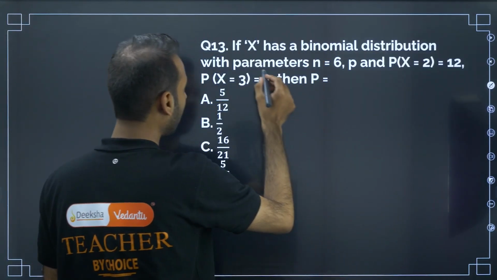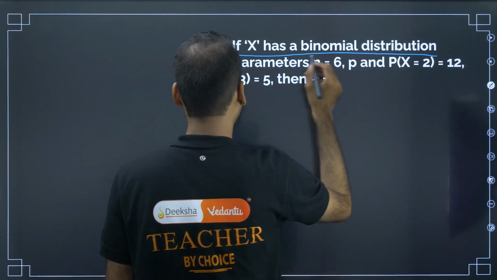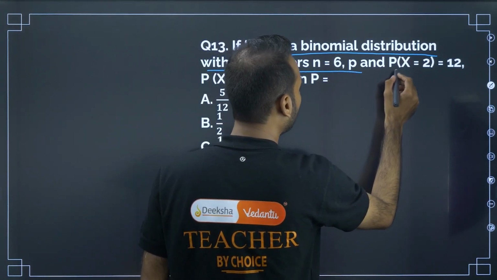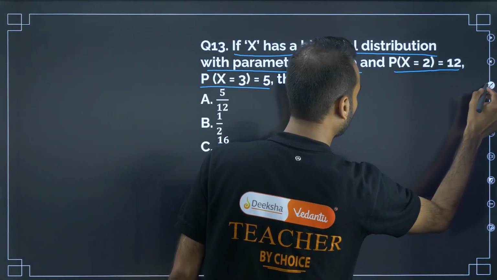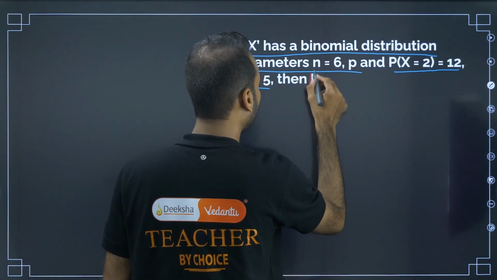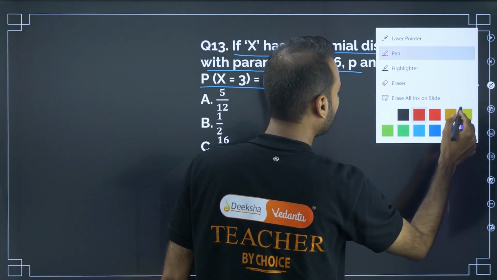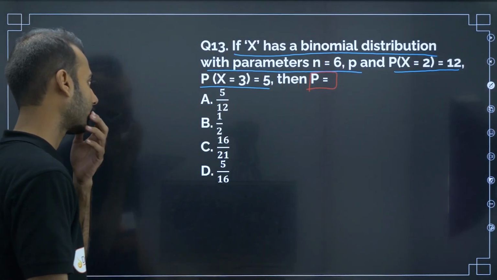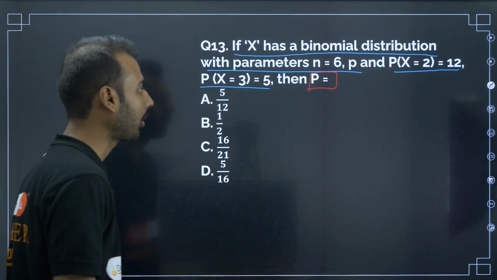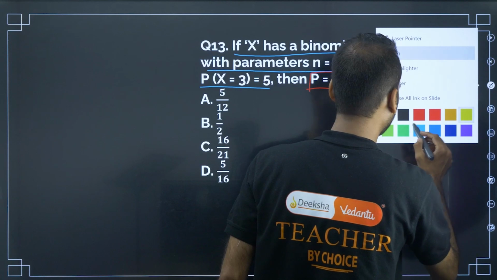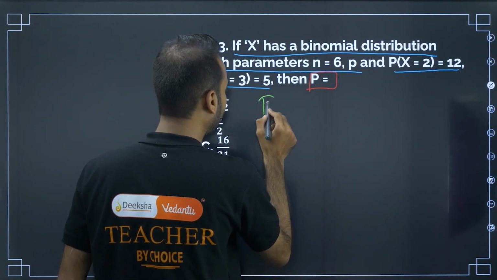So some information they have given: X has a binomial distribution with parameters n and p, with P(X = 2) equal to this much and P(X = 3) equal to this much. The question they are asking is p. Now try to recall one synopsis point. What is that synopsis point related to Bernoulli trials?